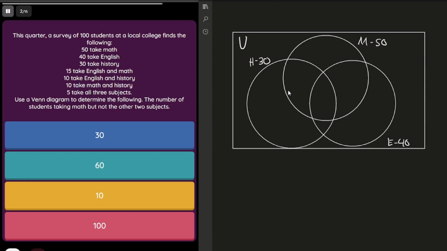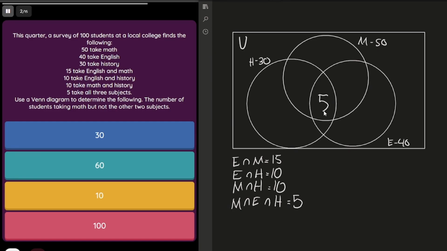Let me also write the given in set notation. 15 for English and math, 10 for English and history, 10 for math and history, and 5 for taking all 3 subjects. Always remember, with Venn diagrams, you start with the middle. So there are 5 who take all 3 subjects. Looking at math and history, there are 10 students who take both of these subjects. Among those 10, there are also 5 who take English. So 10 take away 5, you get 5.